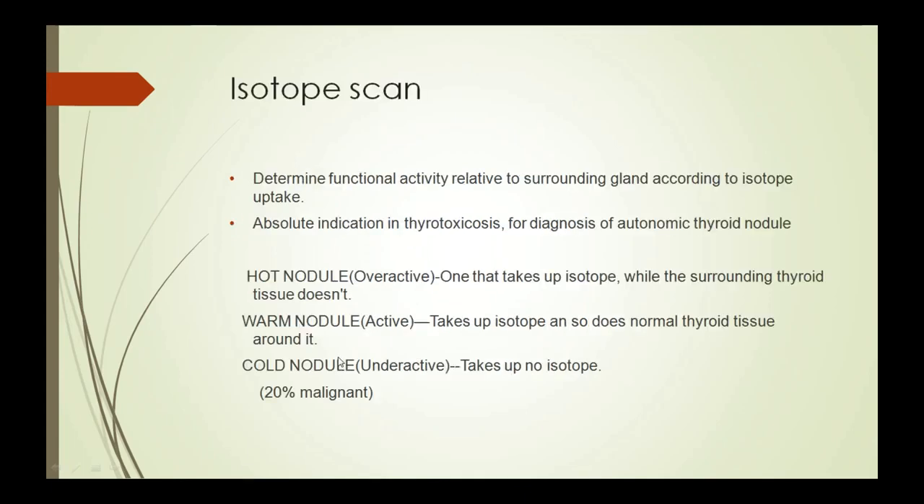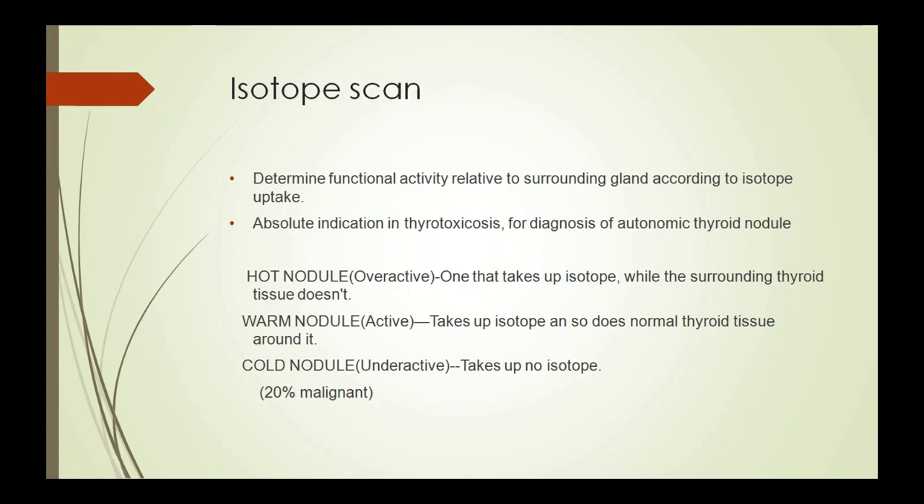This is the radioactive scan. It is done to determine the functional activity relative to the surrounding gland according to the isotope uptake. The absolute indication for which it is used nowadays is in thyrotoxicosis for diagnosis of autonomous thyroid nodule. You have a class on hyperthyroidism coming up, so more would be dealt with in that class. So the only indication we use it for these days is thyrotoxicosis, for diagnosing autonomous thyroid nodule.